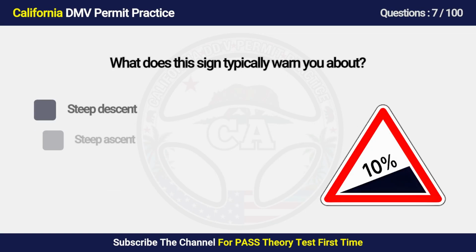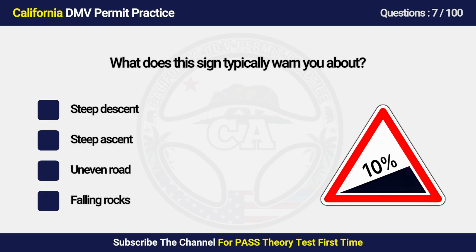Question 7. What does this sign typically warn you about? A. Steep descent. B. Steep ascent. C. Uneven road. D. Falling rocks.